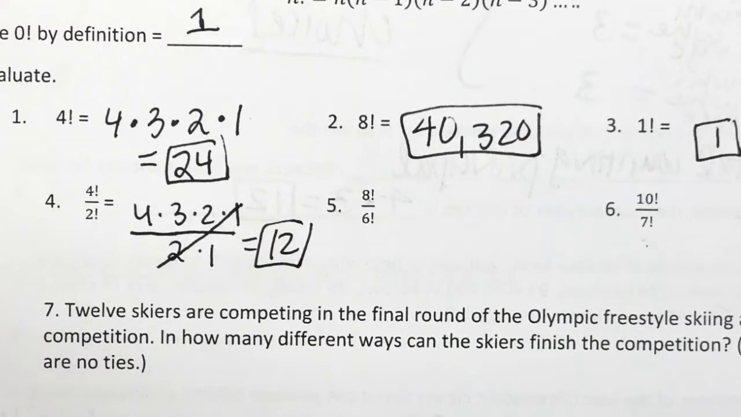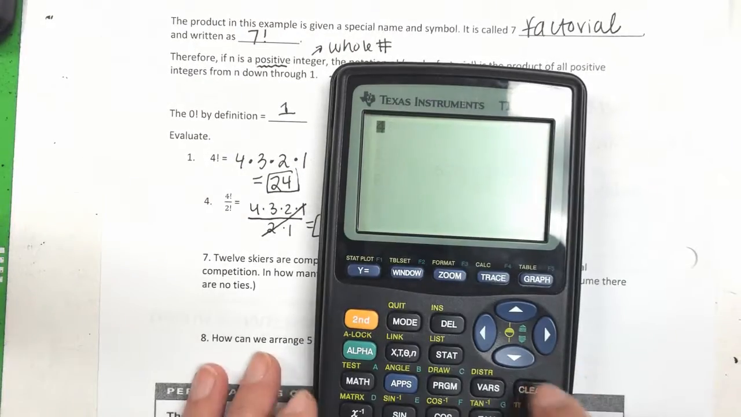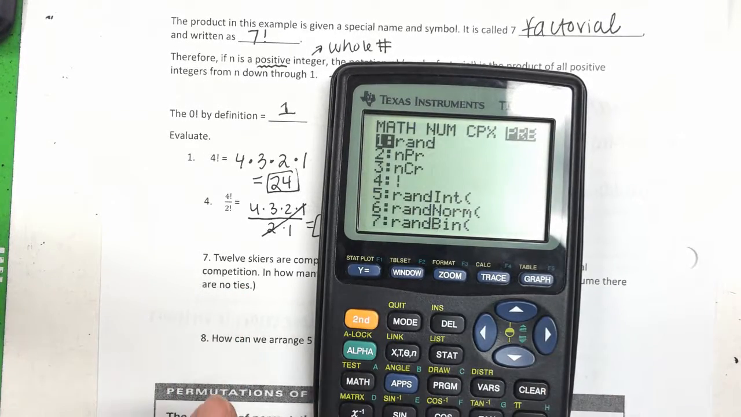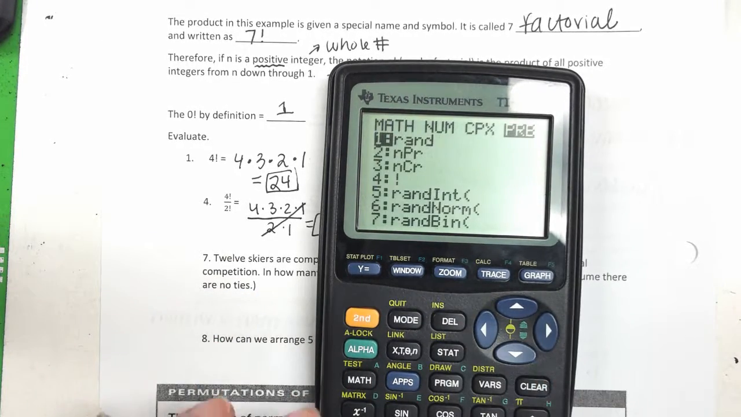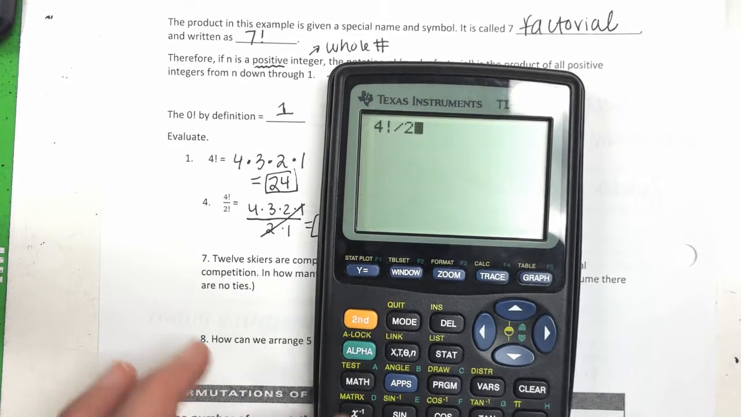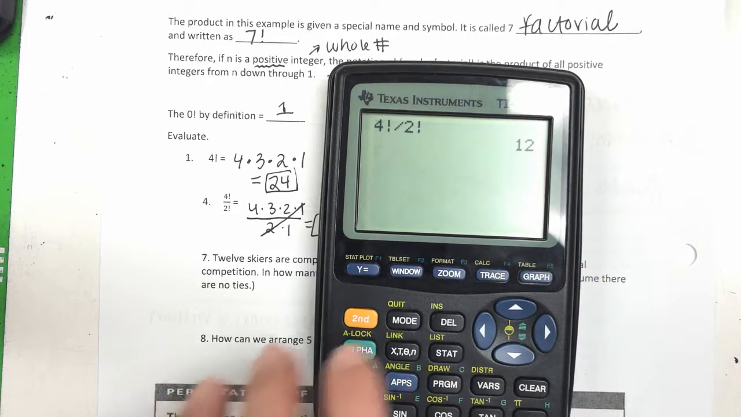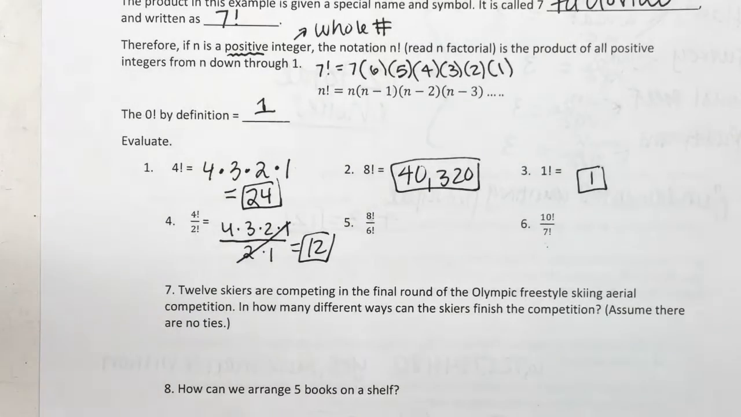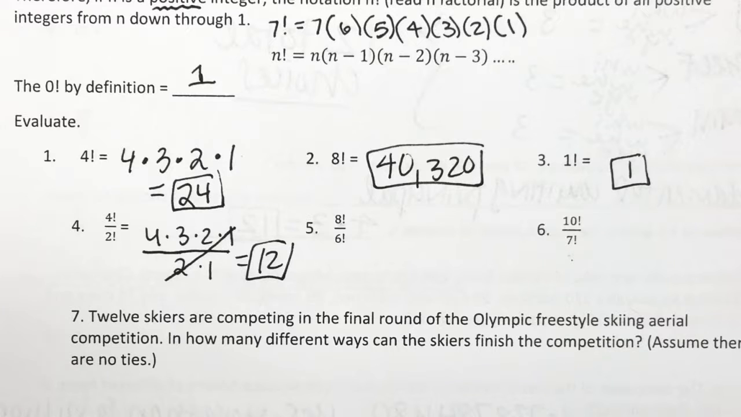If you have your TI-83 or 84, you can divide factorials. So let me show you right quick. Zoom out. So you would do 4, go over to math, go all the way over to PRB, and, oops, I pressed the wrong button, sorry. Math, PRB, and then divided by 2, PRB, 4, and it'll give you the same thing. Okay. All right. Go ahead and try 5 and 6 on your own, and then we'll go over them in just a second.